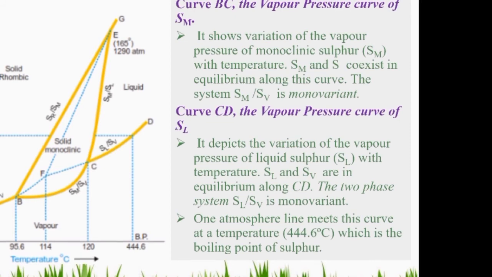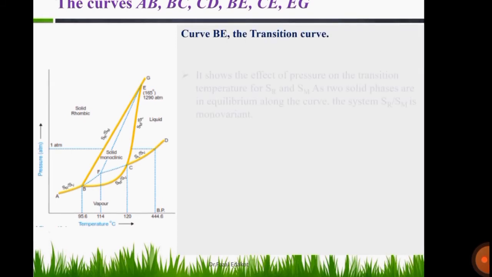Then the curve B, it is called the transition curve. Transition means the transition of one allotrope to the other allotrope. That's what we call the transition temperature. It shows the effect of pressure on the transition temperature for SR and SM, rhombic and monoclinic, as two solid phases are in equilibrium along the curve. The system SR to SM is monovariant.